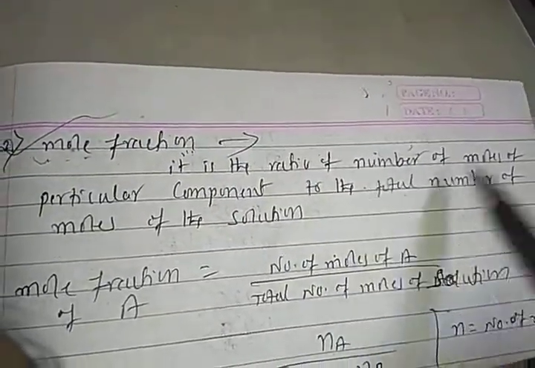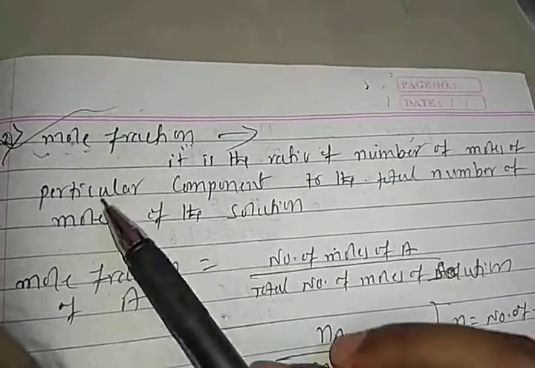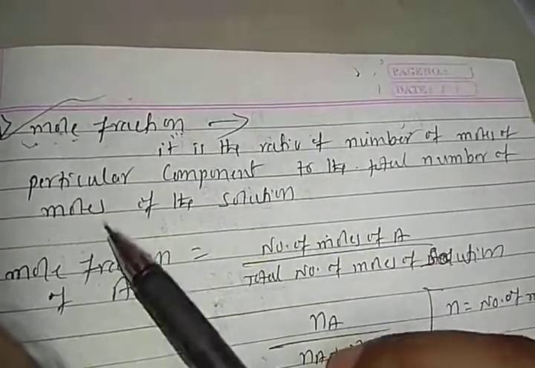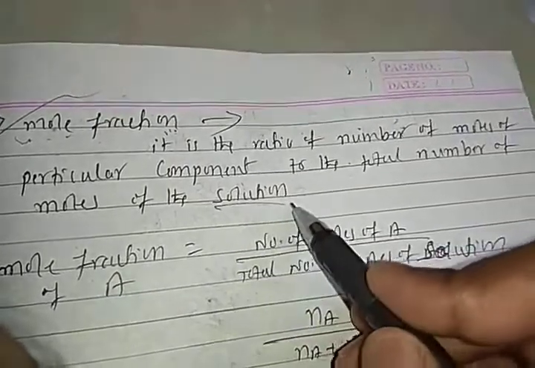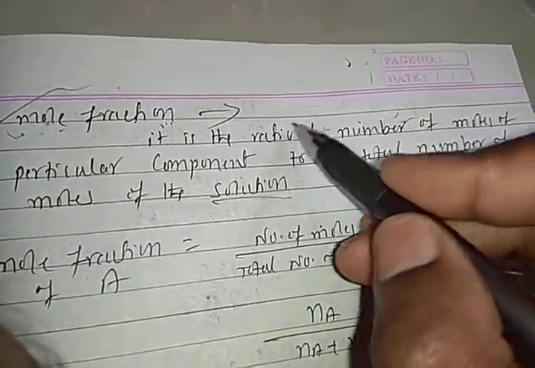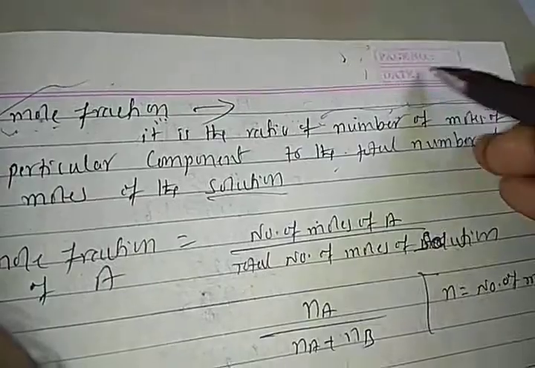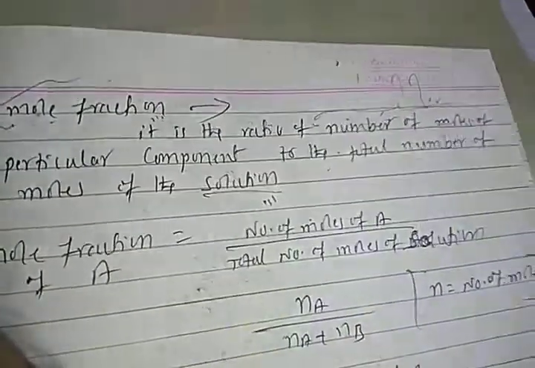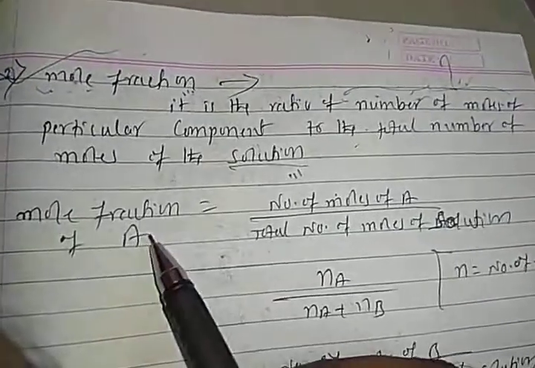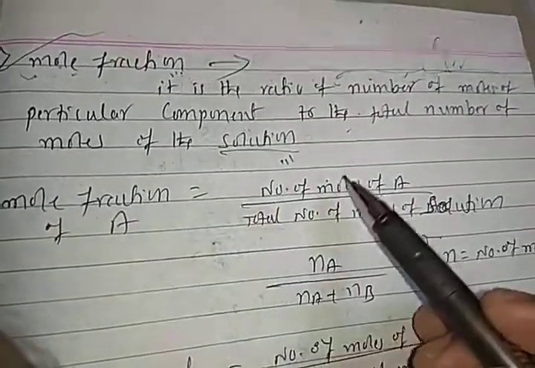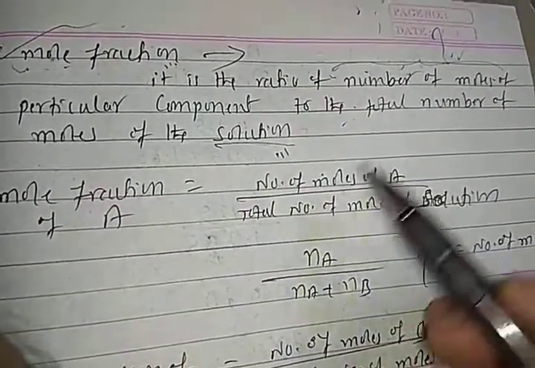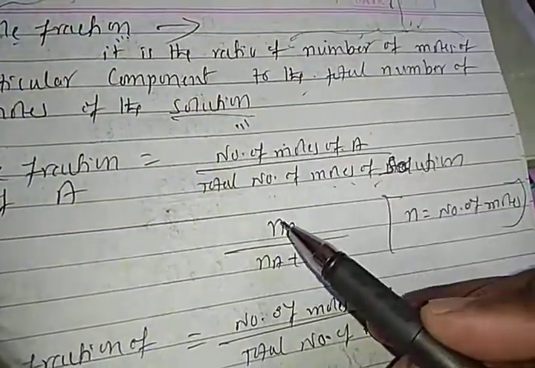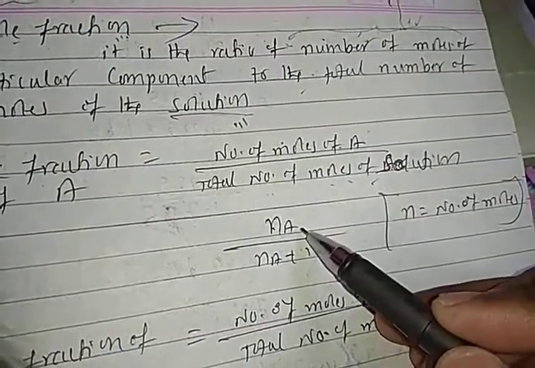It is the ratio of the number of moles of a particular component, meaning the solute component, to the total number of moles of solution. Right, students? So the formula is mole fraction of A equals number of moles of A divided by total number of moles of solution.